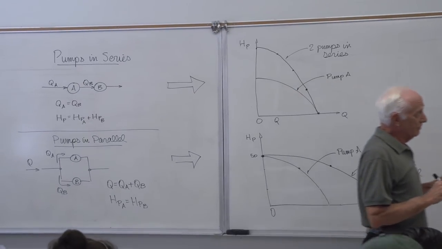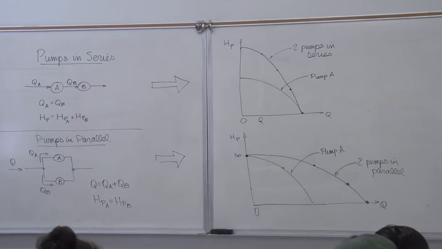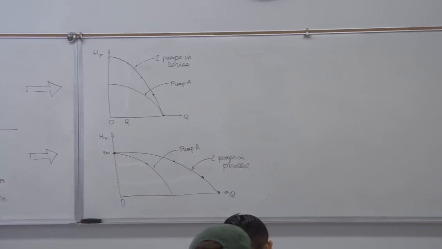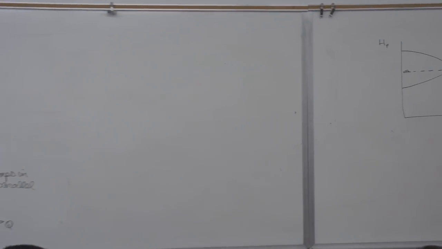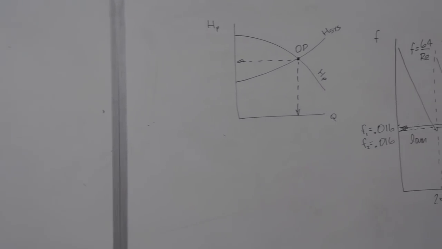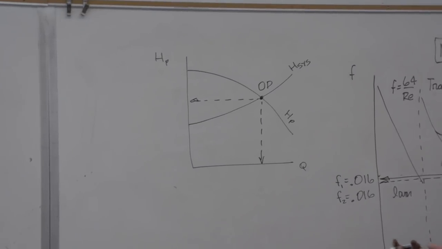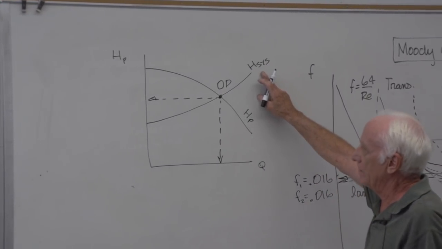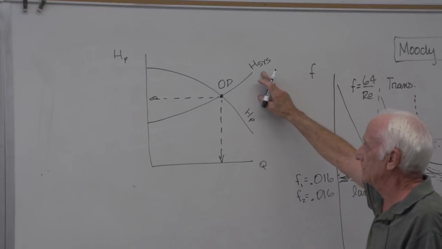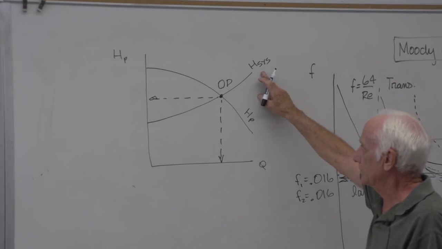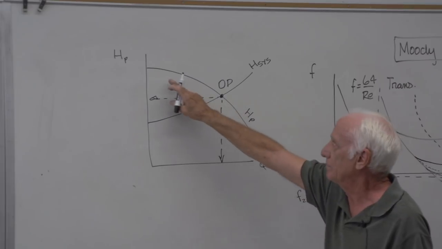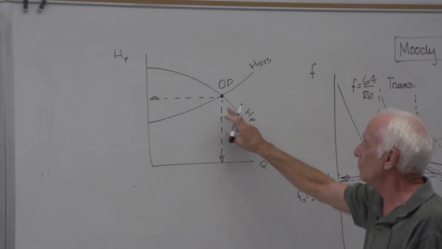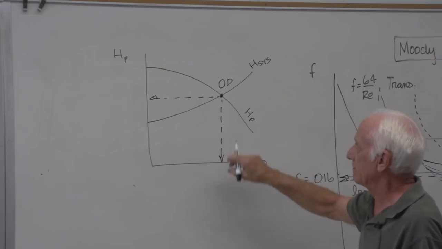Where does the system curve come from? The geometry of the problem. Are there two reservoirs separated by 50 meters, 1,000 feet of pipe, 1 meter diameter, the pipe is made of commercial steel? All of those things go into the system curve. Are there minor losses? If there are, it goes in the system curve. So that's the system. This is a pump you put in the system. Where they intersect, that's called the operating point.